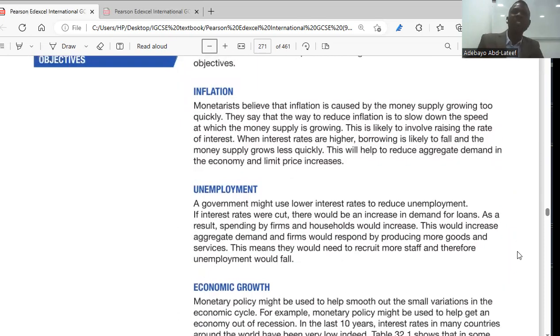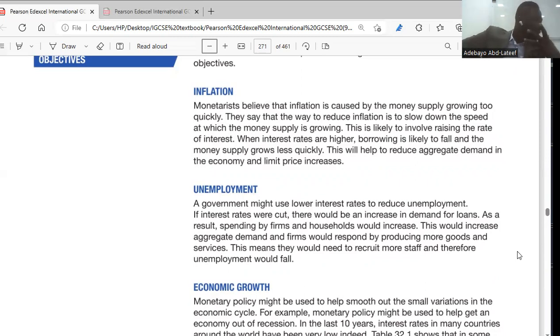What is inflation? Inflation is the persistent rise in the price of goods and services in an economy, right? So the monetarists believe that inflation is caused by the money supply growing too quickly. They say that the way to reduce inflation is to slow down the speed at which money is being supplied in the economy. So this is likely to involve raising the rate of interest. When interest rates are higher, borrowing is likely to fall, and the money supply grows less quickly. This will help to reduce aggregate demand in the economy and limit price increases. So the first point is inflation.